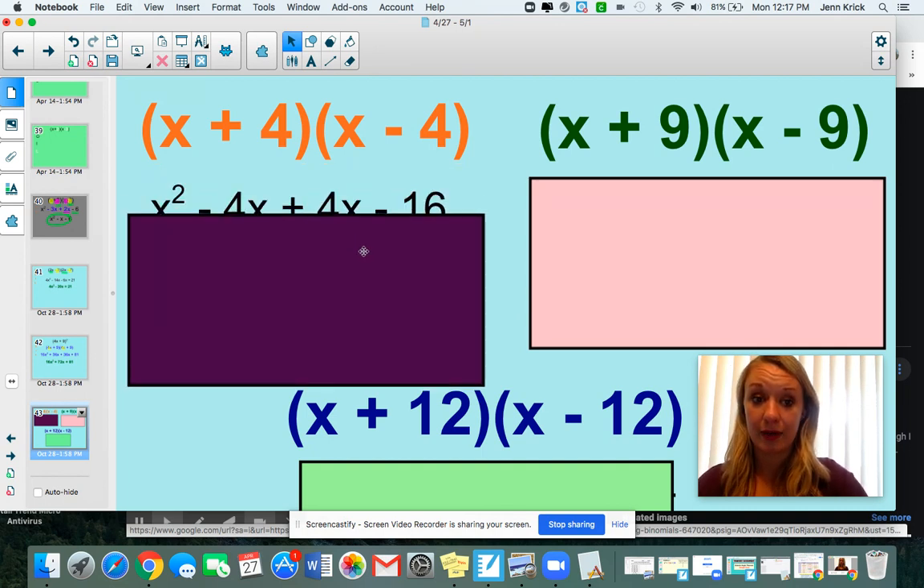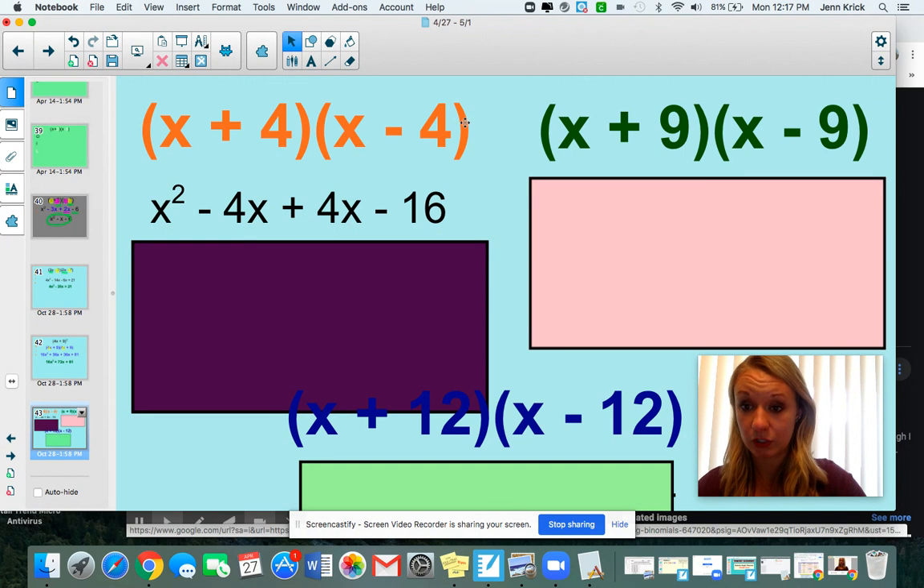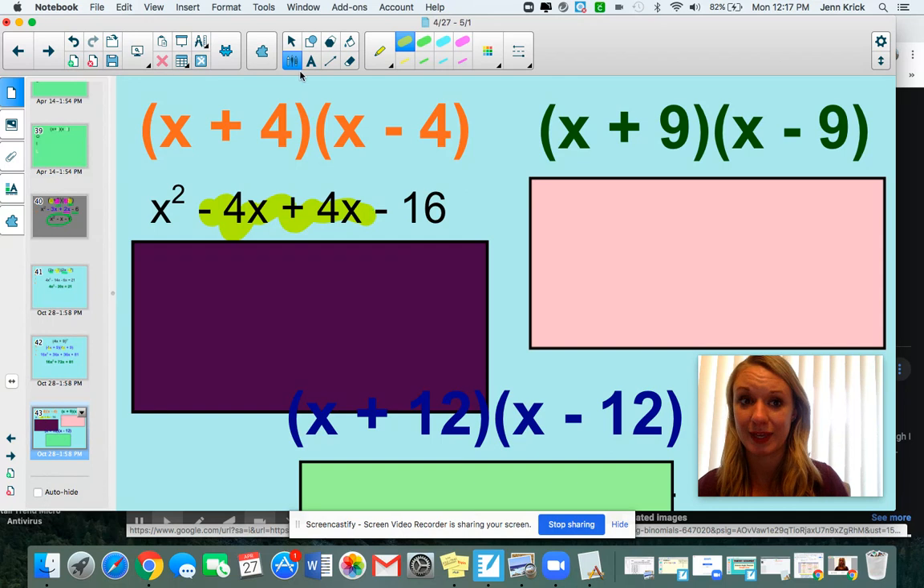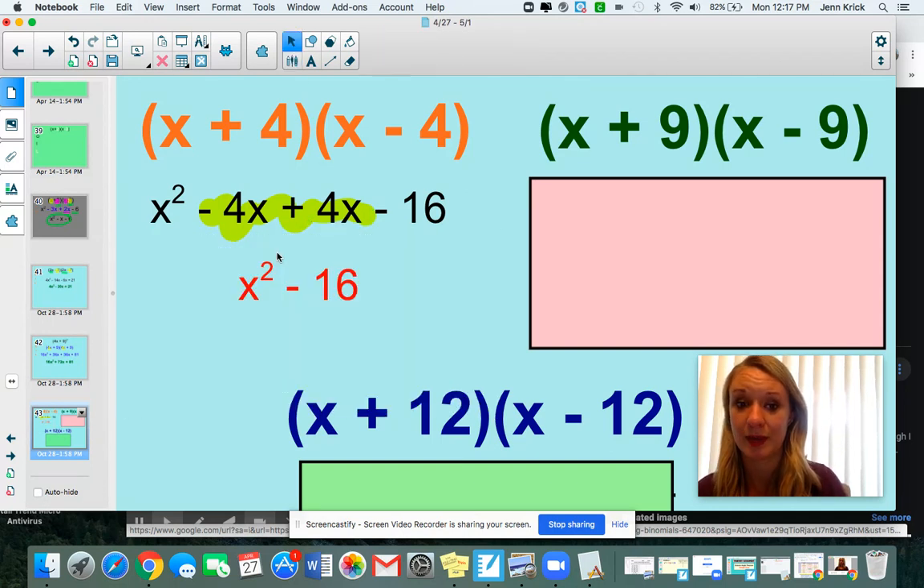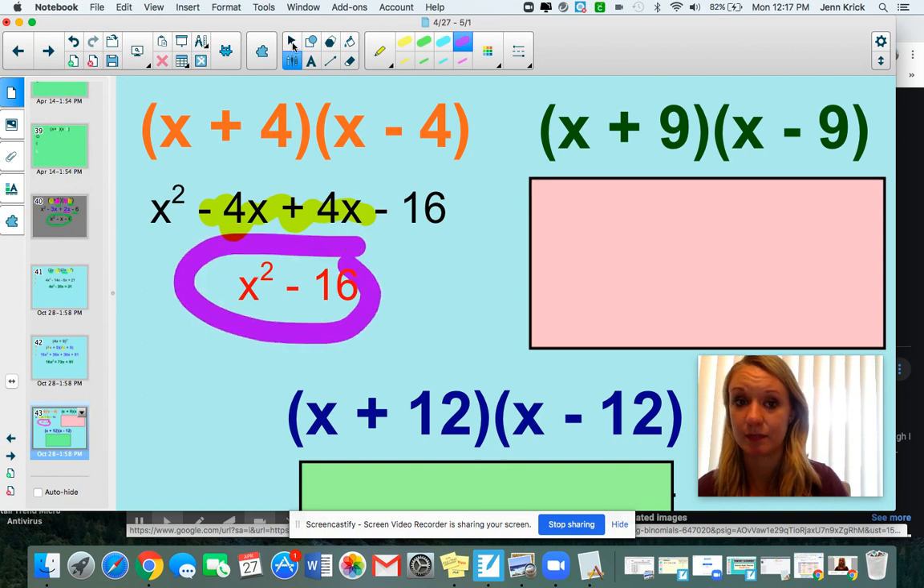If I FOILed it out, I'd have x squared minus 4x plus 4x minus 16. When you go to combine those middle two terms, though, notice that you have minus 4x plus 4x. Hopefully you know that if you subtract 4 then you add 4, they cancel out, and your final answer is x squared minus 16. So when I started with x plus 4 and I had x minus 4, my final answer was x squared minus 16.